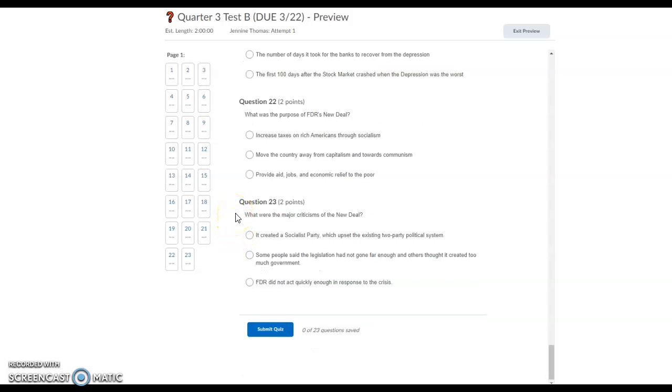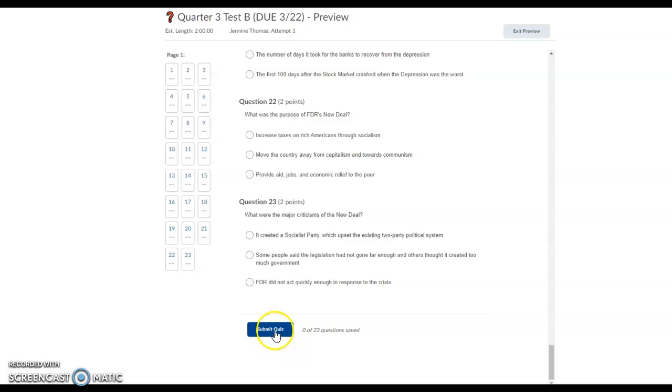Question number 23, what were the major criticisms of the New Deal? It created a socialist party, which upset the existing two-party political system. Some people said the legislation had not gone far enough, and others thought it created too much government. FDR did not act quickly enough in response to the crisis.